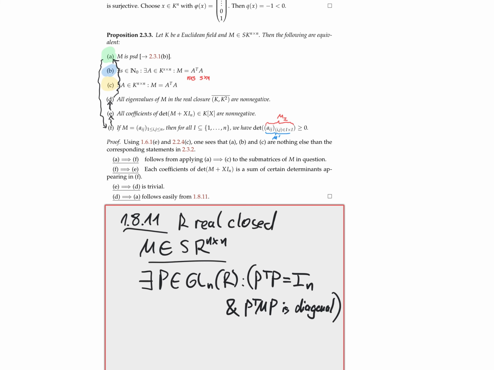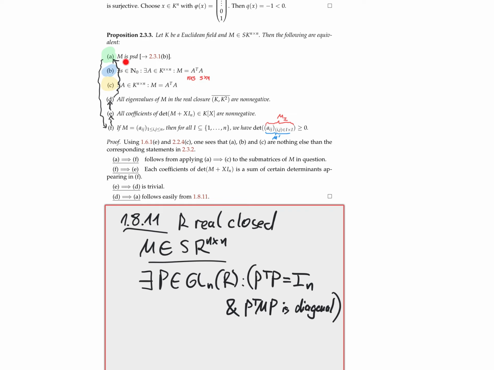Okay, so why can I apply 1.8.11? Now, I assume that D holds. So here I can view M as a matrix over the real closure, right? And when I prove that, even viewed as a matrix over the real closure, it's PSD, I prove even a bit more, because I prove it's PSD over an ordered extension field, namely the real closure. In fact, that's equivalent, which you see here, right?